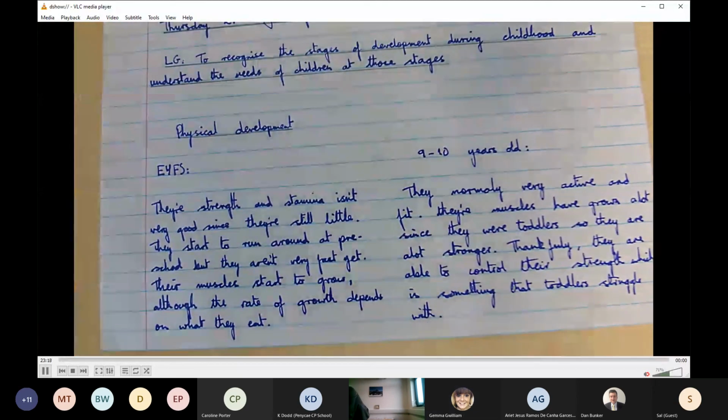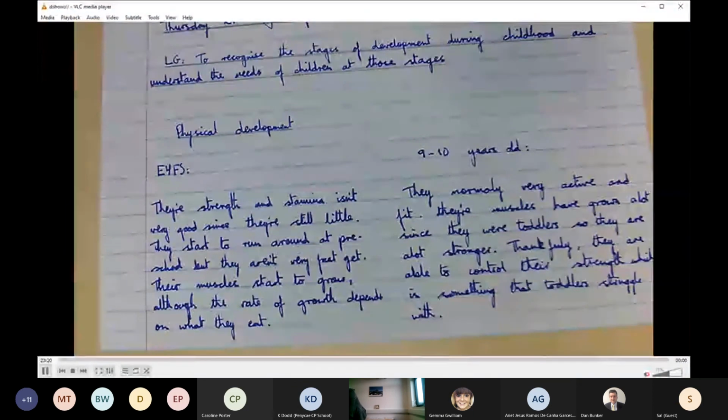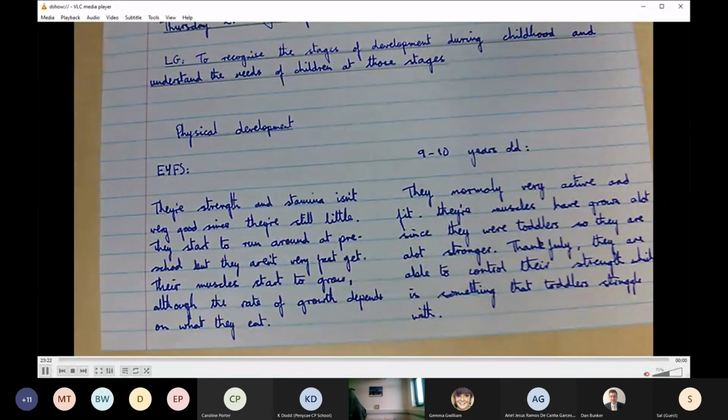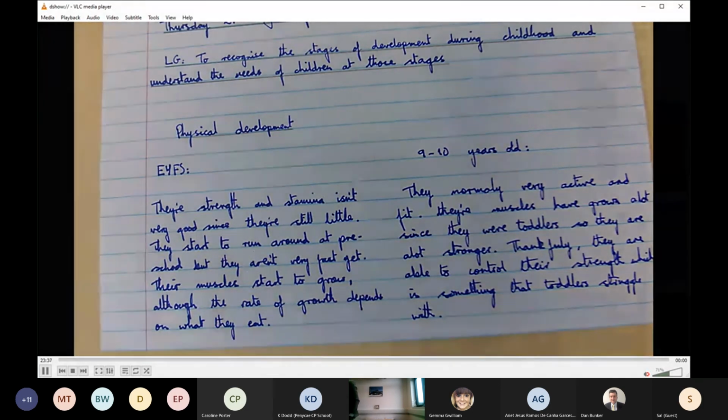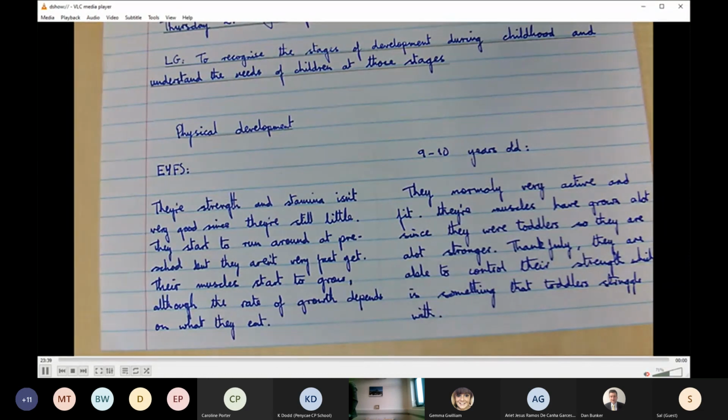Now, if we look at that first paragraph here: their strength and stamina isn't very good since they're still little. They start to run around at preschool, but they aren't very fast yet. Okay, so far so good. Their muscles start to grow, although the rate of growth depends on what they eat. Seems a well-structured paragraph. Can't seem to spot any obvious misconceptions or errors there.